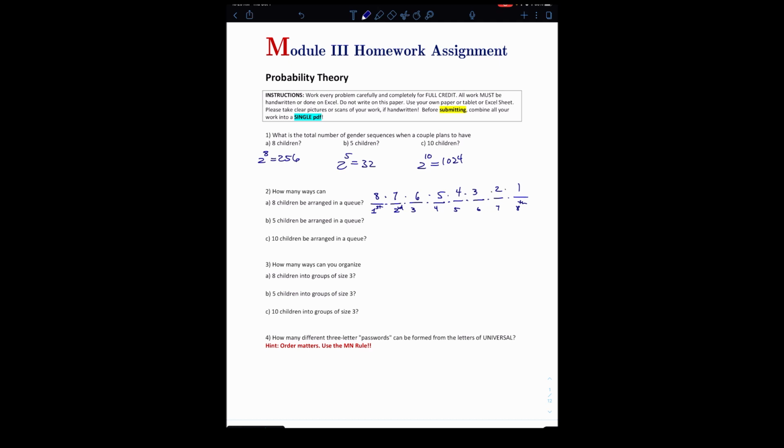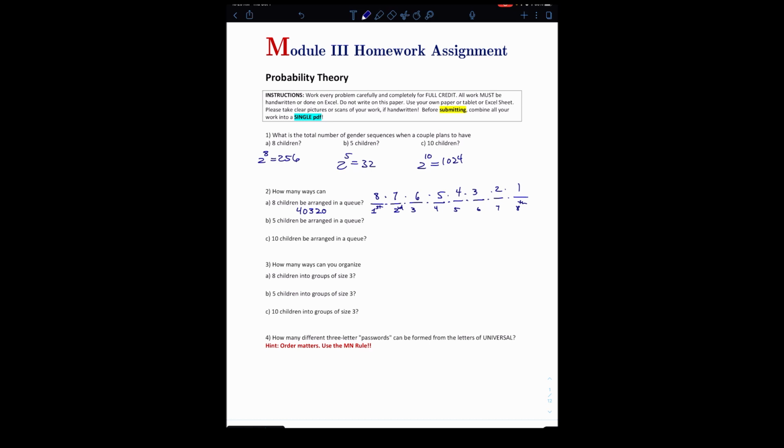Right? And you get 40,320 if you do that. And I'm just going to write the answer here: 40,320. So there are 40,320 different ways 8 children could be arranged in a queue. That's crazy, counterintuitive, but it's true.